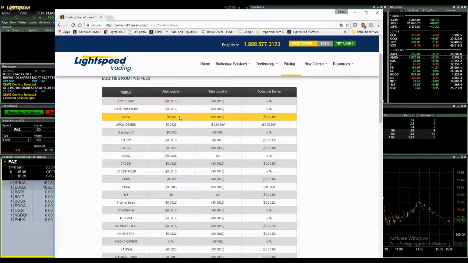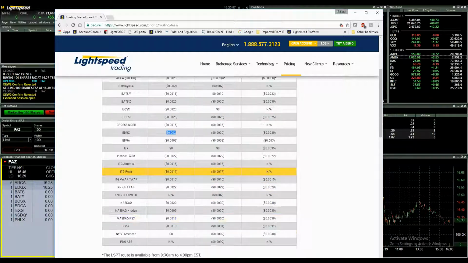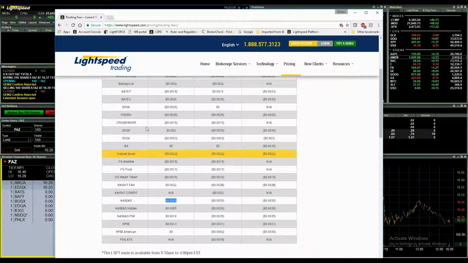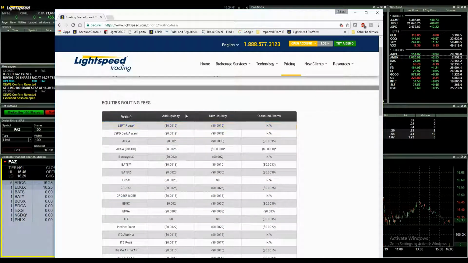If you look at some of the other selections, ARCA, Edge X, or NASDAQ, you can see there are no parentheses. So for add liquidity, you would get a rebate of 0.002 per share if you're actually providing liquidity on your orders. ARCA would have a higher fee for taking liquidity, 0.003 per share. So each route would have a different table here based on adding or taking and depending on what your order qualifies for.